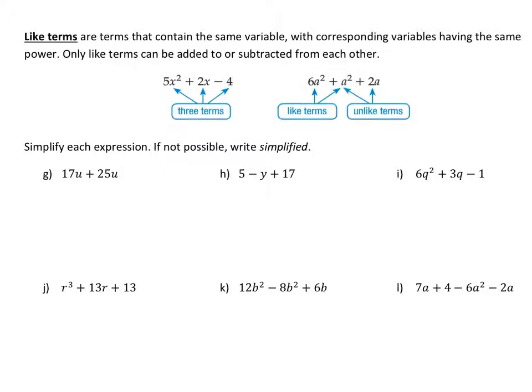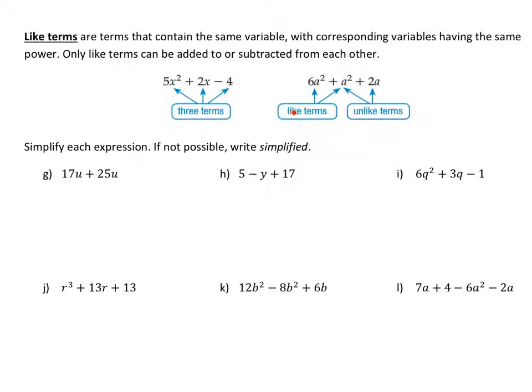Like terms are terms that contain the same variable, with corresponding variables having the same power. Only like terms can be added to or subtracted from each other. So here we have 5x squared plus 2x minus 4. There are 3 terms: 5x squared, 2x, and negative 4. None of them are considered like terms. You have to take a look at the variables. So I have x squared in the first term, x in the second term, and no variable in the third term. Because the variables are not identical, there are no like terms.